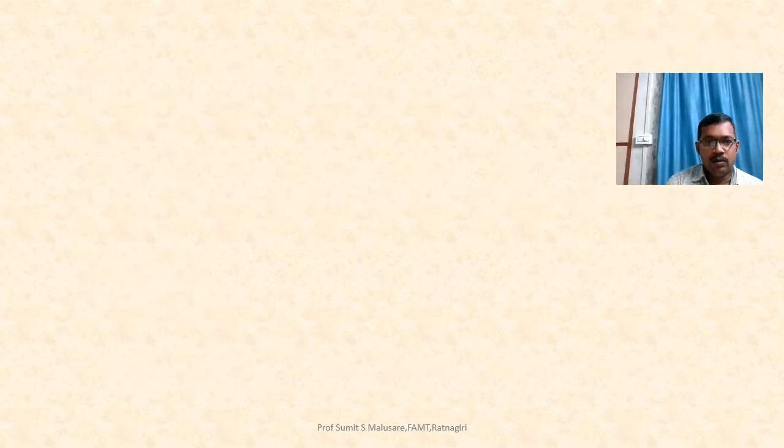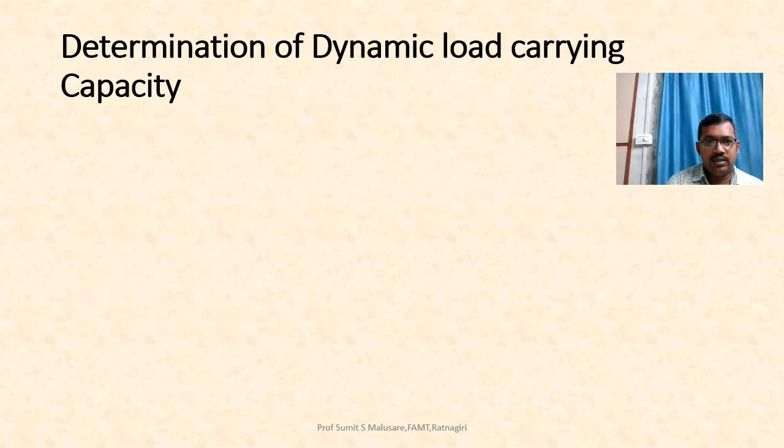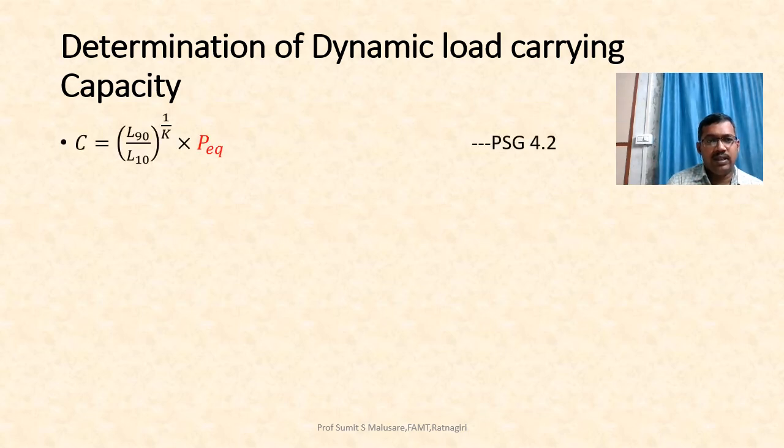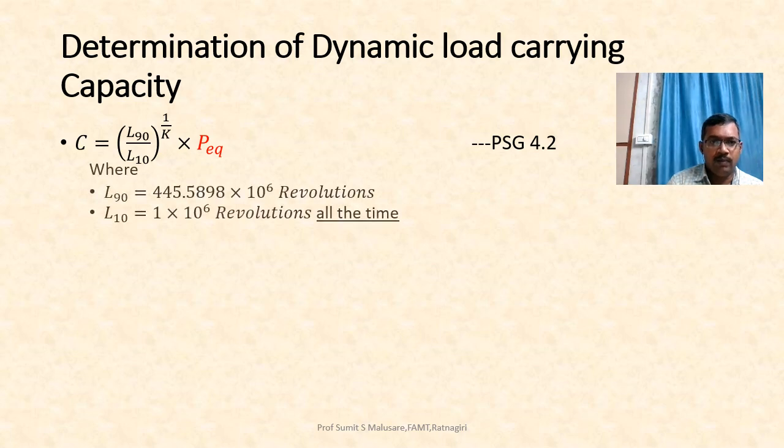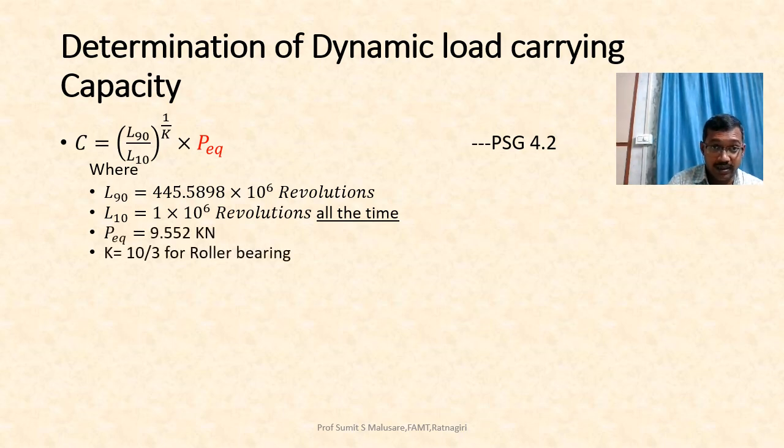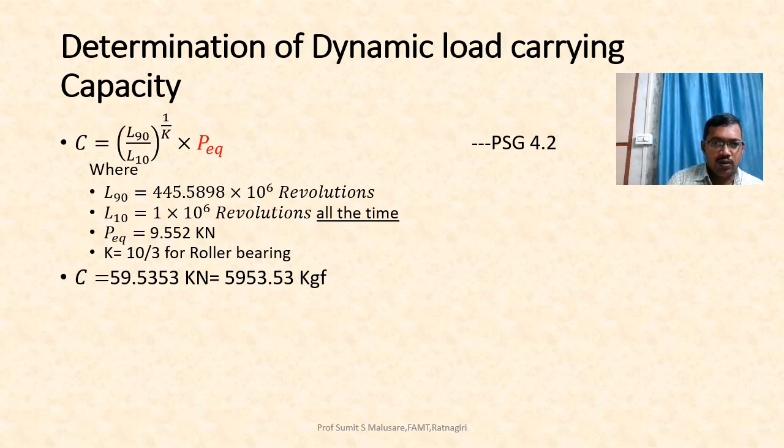Okay. Then we go for the next, determination of dynamic load carrying capacity. So C is equal to L90 upon L10, raised to the power of 1 upon K, into P effective. So L90, that is 445 millions of revolutions, L10 is 1, P equivalent 9.552, K is equal to 10 by 3. Here it is a roller bearing, so we have to consider K equal to 10 by 3, with reference to PSG 4.2.